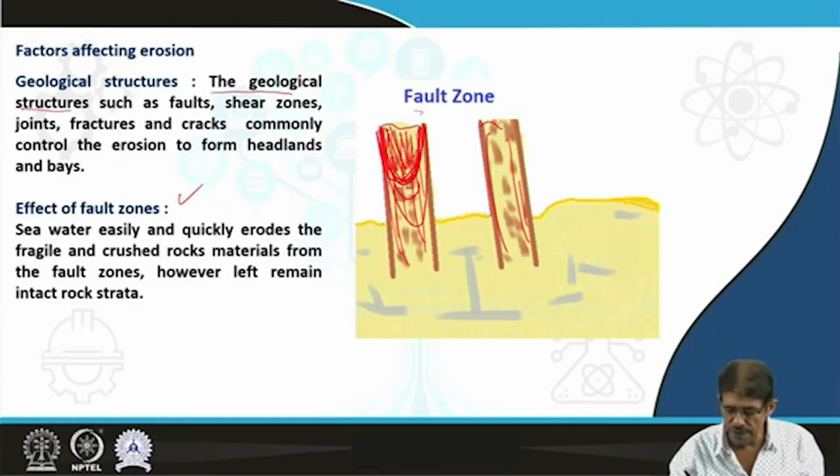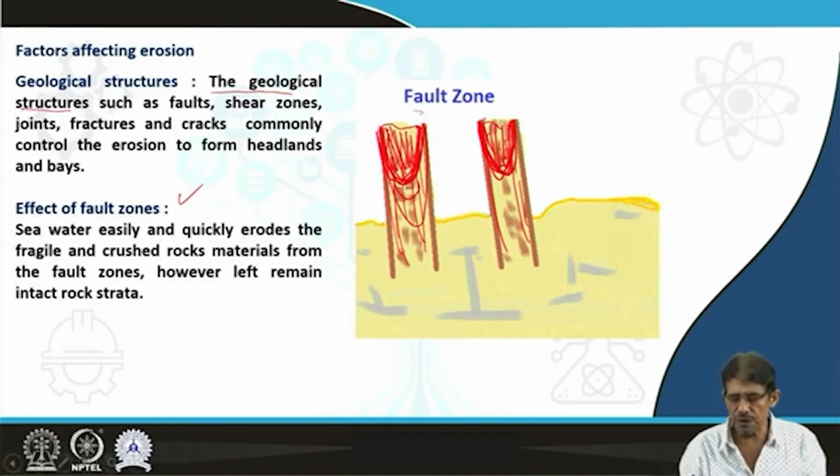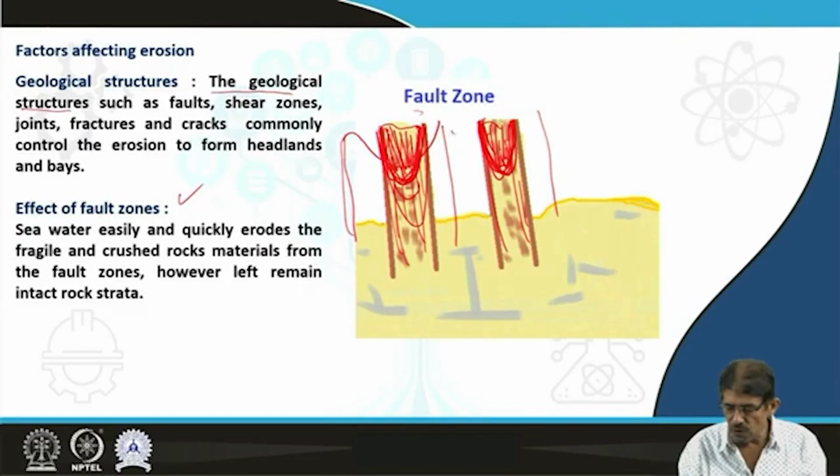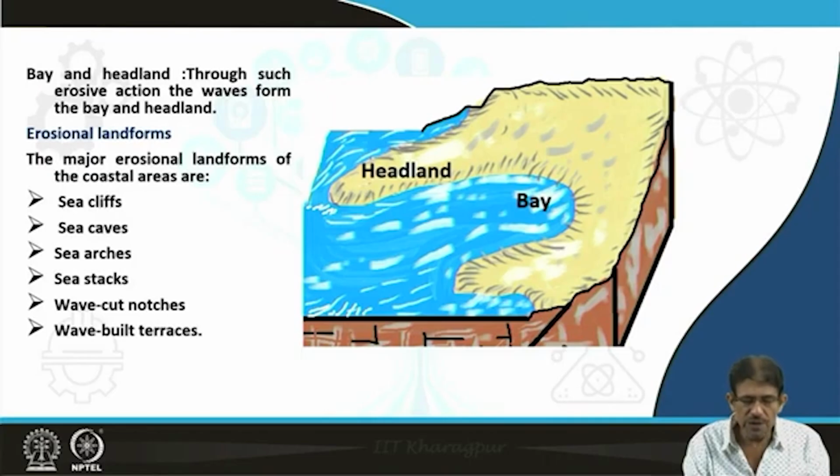So in this way, this zone comprised of some soft materials is eroded easily in comparison to the zone lying nearby. So in this way, they are going to form certain types of features. The presence of fault is principally responsible for the formation of bay and headland, and this type of feature, the headland and the bay, is formed through such erosive action.